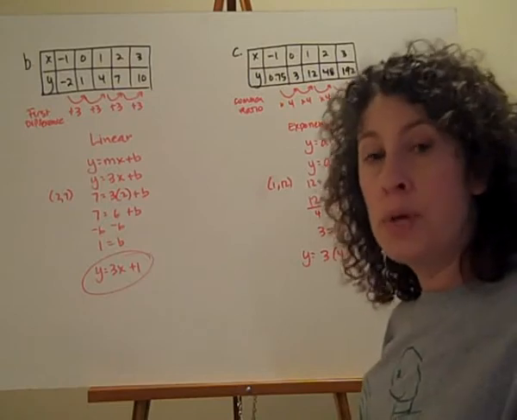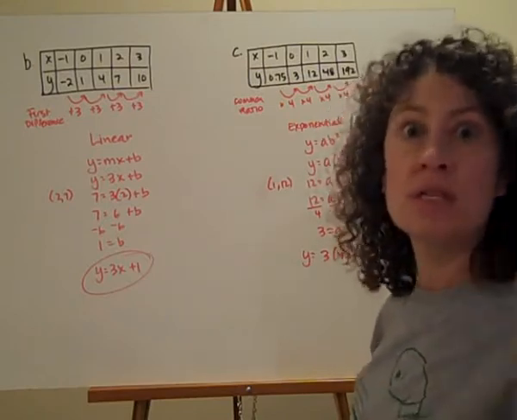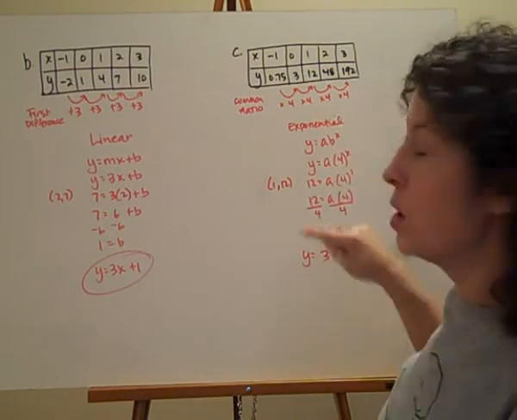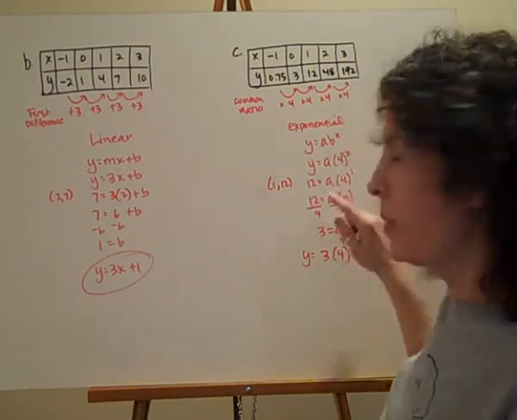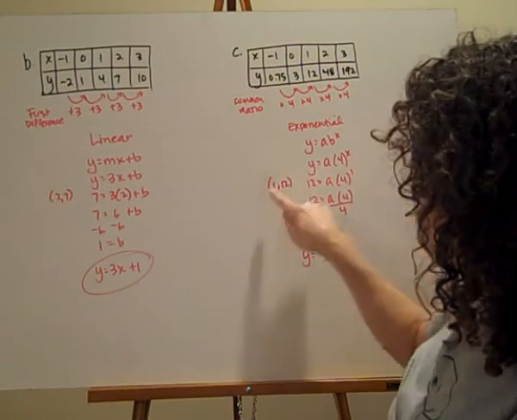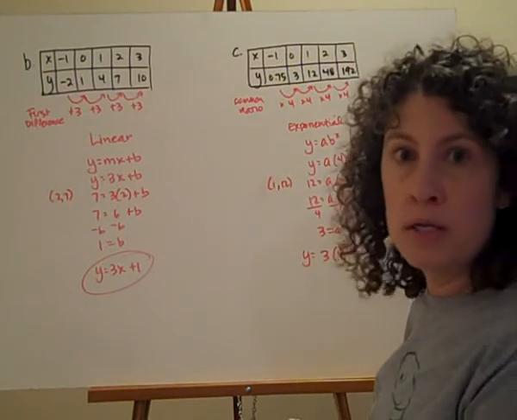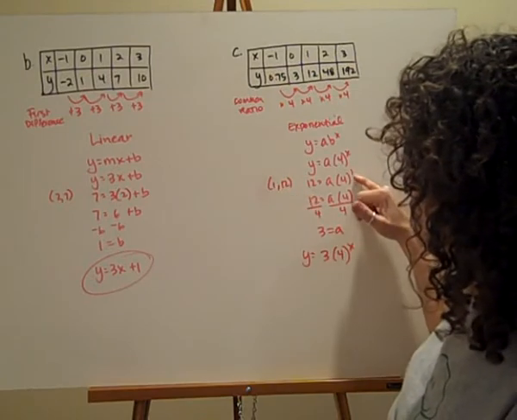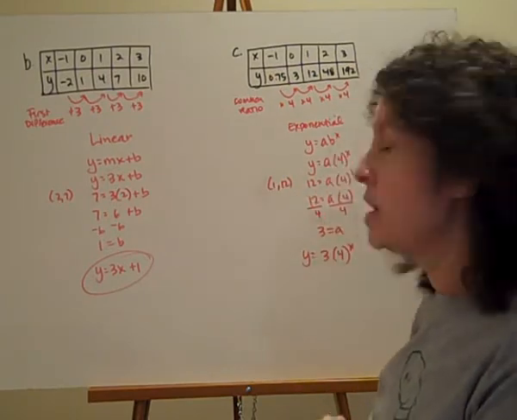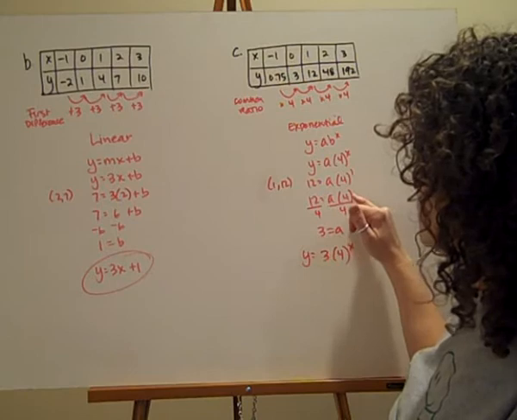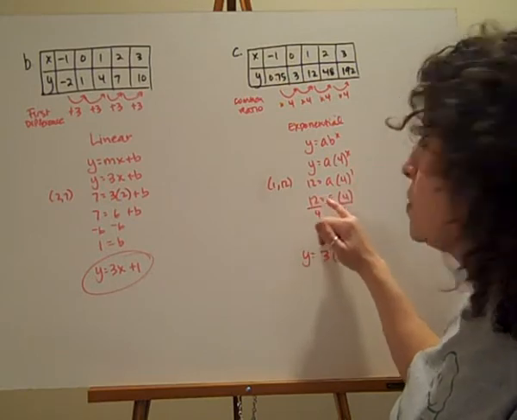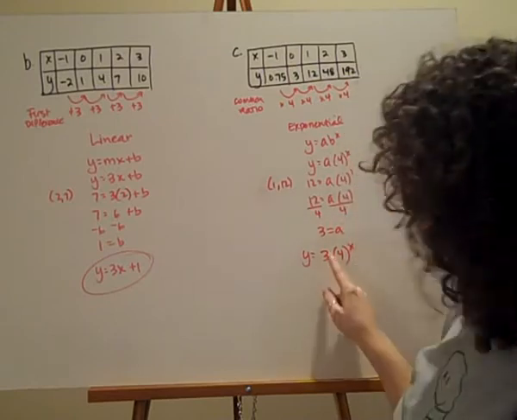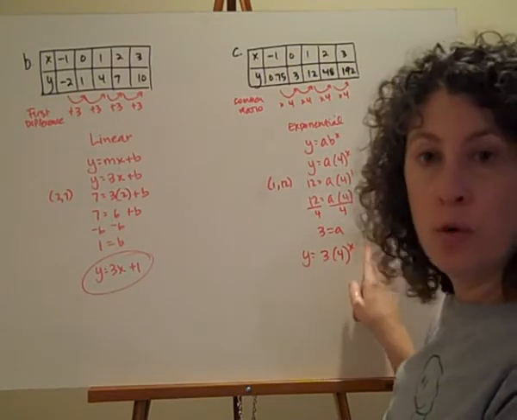Remember, I'm multiplying by b repeatedly, so it's b to the something power. I'm doing 4, so it's 4 to the something power, whatever my x is. I'm going to now take one of my ordered pairs here and use them for x and y to figure out what a is. So I used 1 and 12, so I'm going to put 1 where my x is, 12 where my y is. 12 equals a times 4 to the first power. That's 12 equals a times 4. Divide both sides by 4, I get a equals 3. So I have 3 times 4 to the x power.